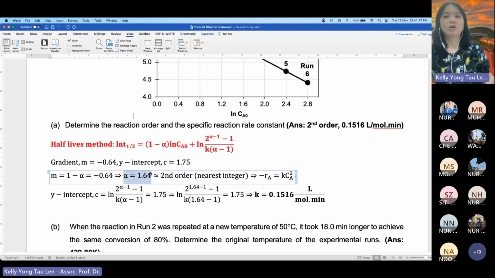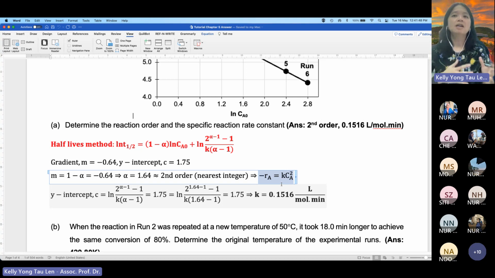So when you know the reaction order, you can already write down your rate law. So the rate law will become minus rA equals k CA power of 2, because the reaction is second order with respect to A. So essentially that is what you have to know: the correlation between the plot and the equation. The gradient is equal to what value in your equation. And from there, you can elucidate the rate law. So done. Next part, we have found alpha, we know the rate law. Next is to find k.